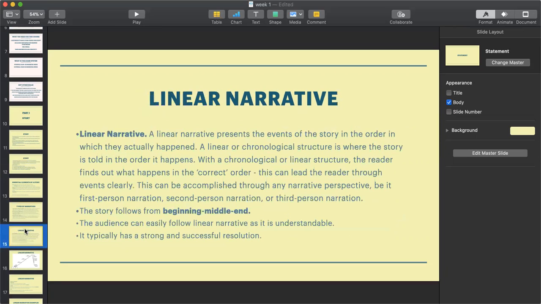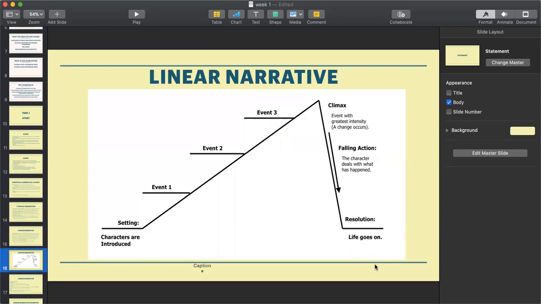Okay. So we have talked in detail about the linear narrative, how the picture works. Remember these pictures very carefully. It's very easy. The characters are introduced with different events. It is going towards a climax. Then the falling action happens from the climax to the resolution, which is what happens to the character after everything is done.